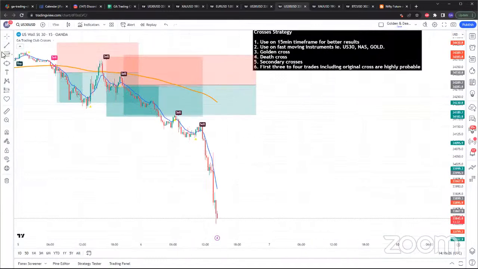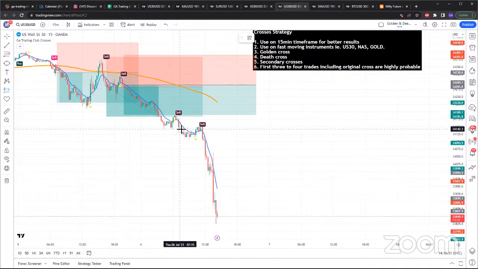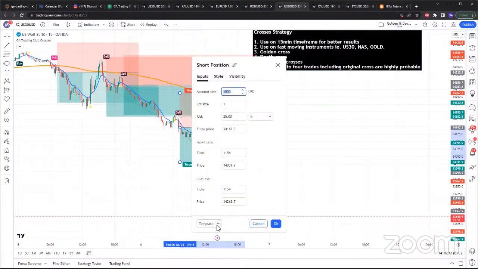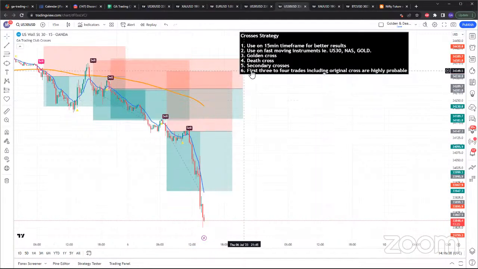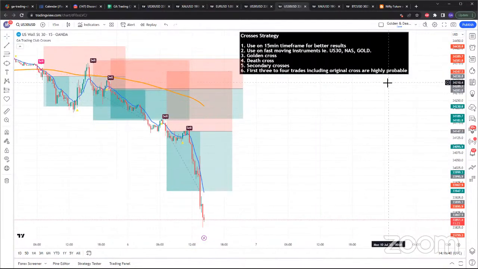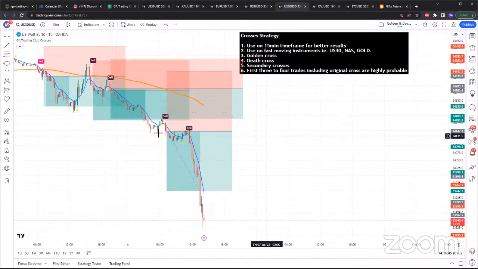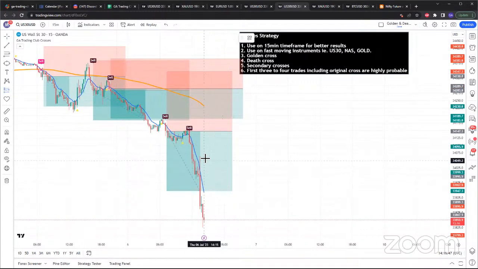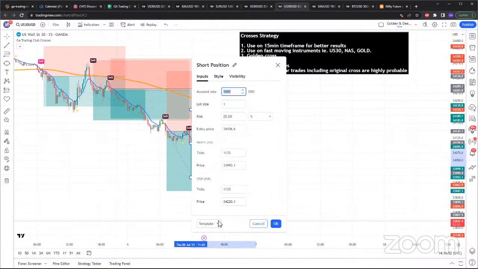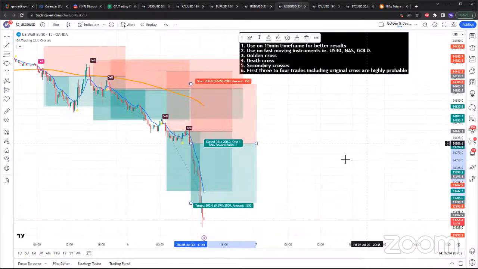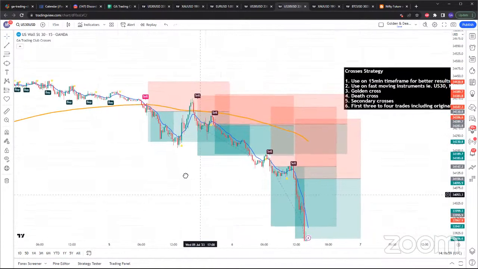And I normally tell you guys, don't sleep on this crosses indicator. It has literally a 90 to 98% win rate right here. And I normally say the first 3 to 4 trades, including the original cross, are highly probable. 1, 2, 3, 4. Even though the fifth one would have still hit TP, I wouldn't have been chasing the fifth trade, right? You've already made your profit. And this is the indicator I say you can easily pass your challenges by using, and I use like 1% risk.